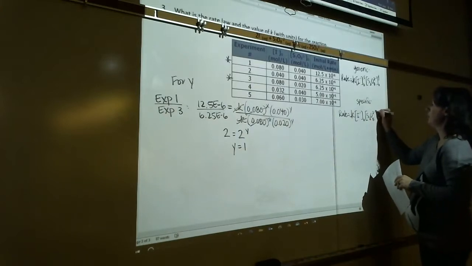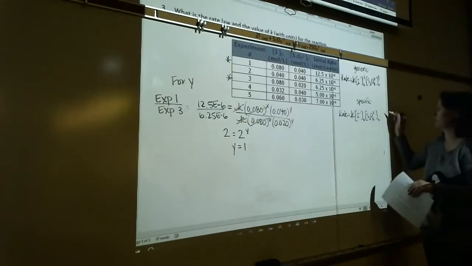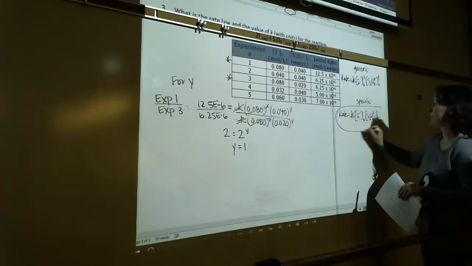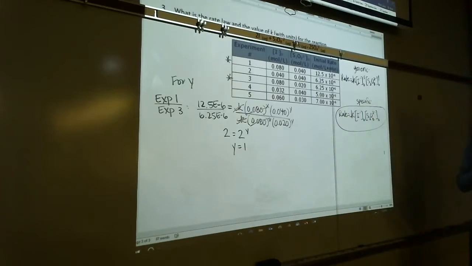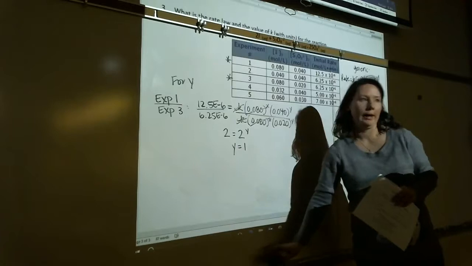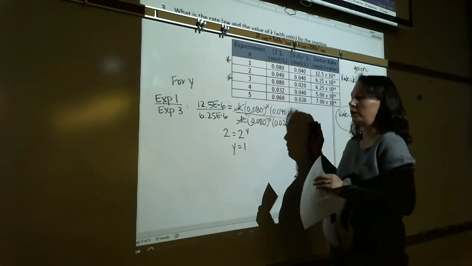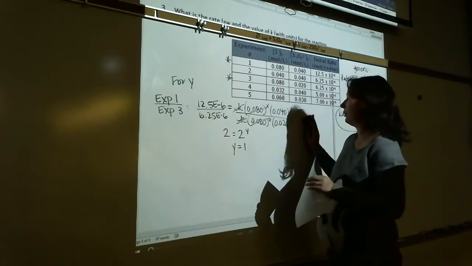S2O8 2 minus first order, iodide first order, second order overall. So there's the rate law. If I asked you for the rate law, that's what you would put. You can put the little ones there if you want, but you're not required to. Are we good on solving for Y? Any questions for Y?